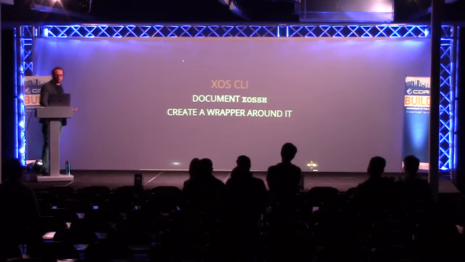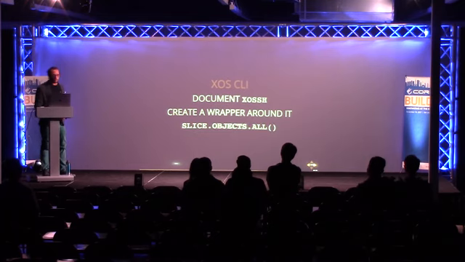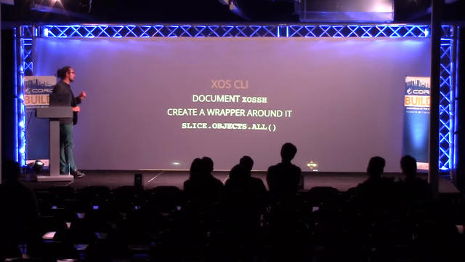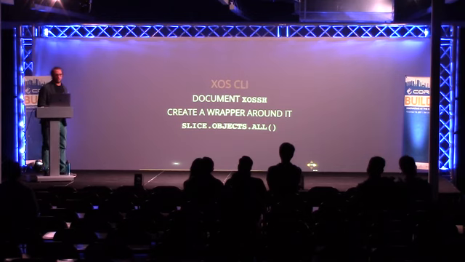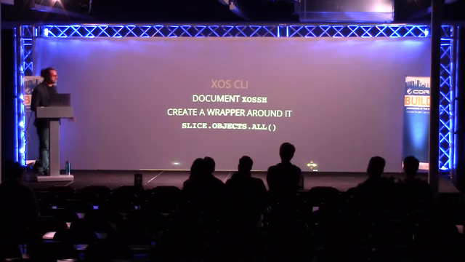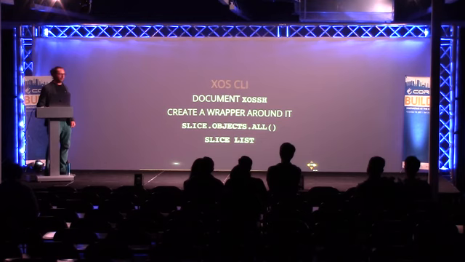Why do we want to create a wrapper? XOSSH exposes a Python interpreter that is perfect for developers. They can even test small chunks of code inside there, but it has a syntax that is not really user-friendly. For example, to select all the slice objects, we have to do slice.objects.all(), and we want to arrive at something more operator-friendly: slice list, slice get, whatever the name of the slice is, and so on and so forth.